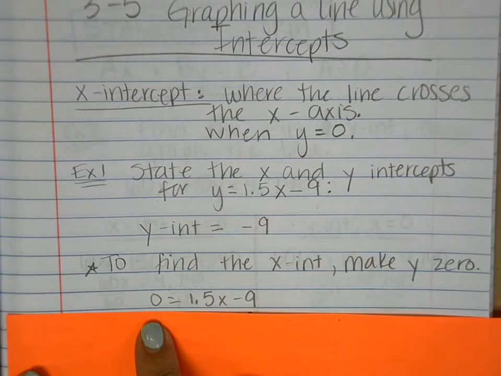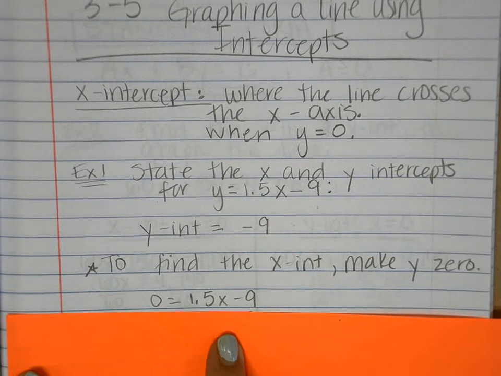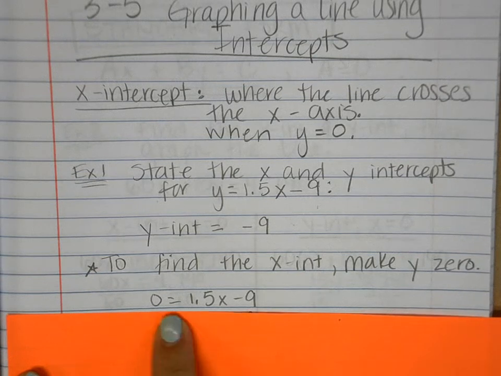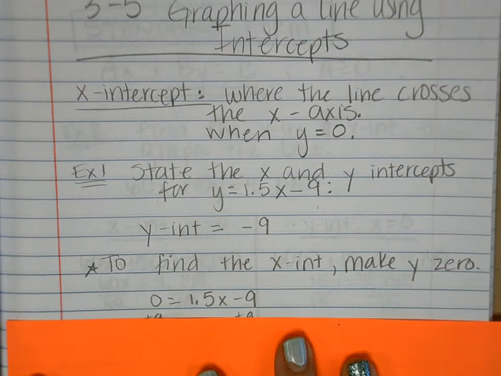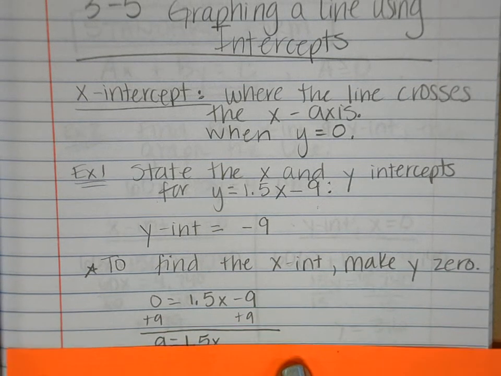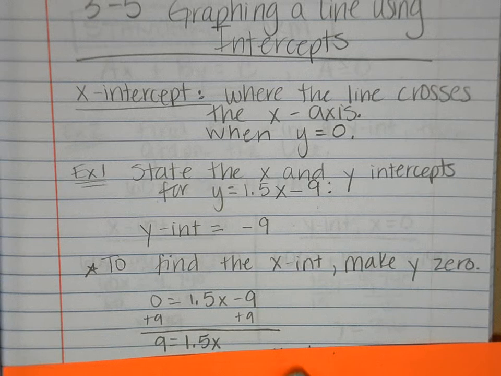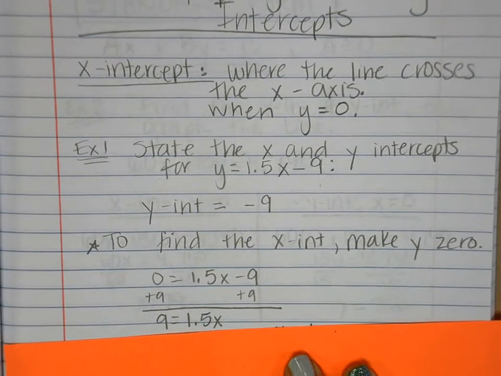Now, do we know how to solve these equations for x? Yeah, that's what we did all of chapter 2, right? So what should we do first to solve for x? Add 9 to both sides. Good plan. So now I have 9 equals 1.5x, right?